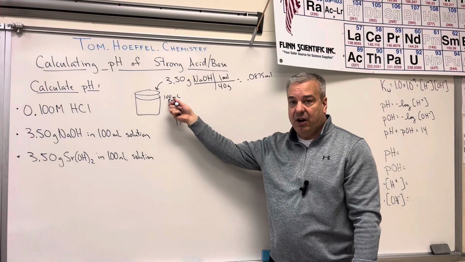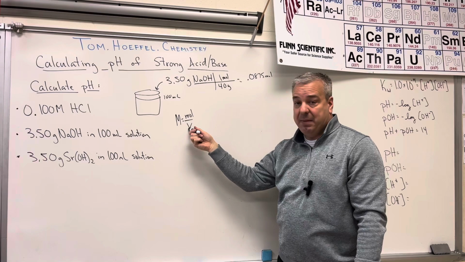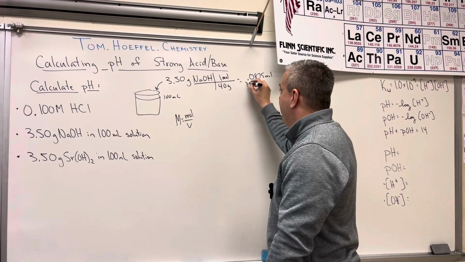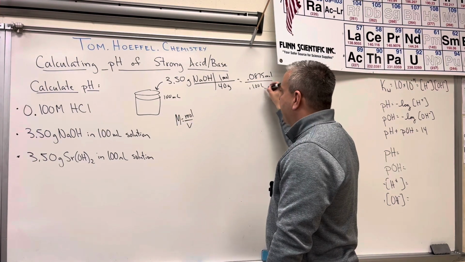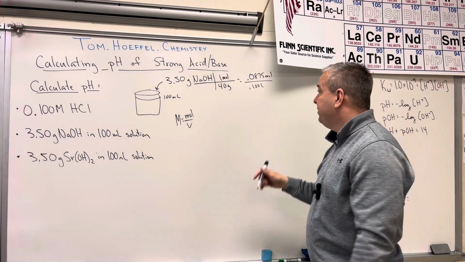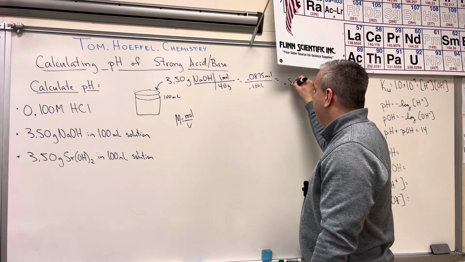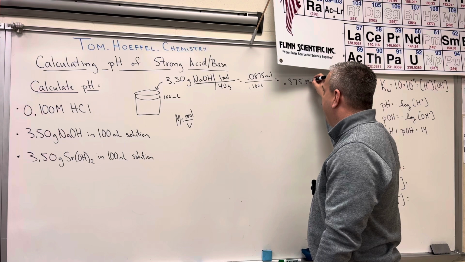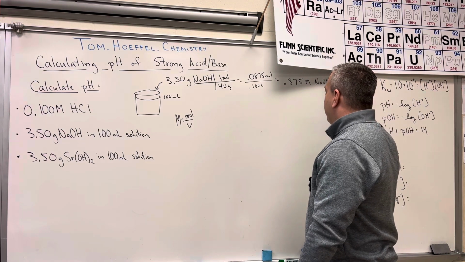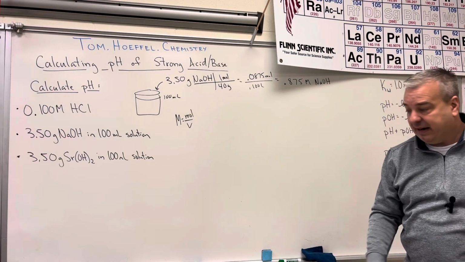Now, I've got to divide that by the volume to get the molarity. The volume here is 100 milliliters, but this volume has to be in liters. So if I convert that over to liters, it ends up being 0.100 liters, and I find out that my molarity is 0.875 for the molarity of the sodium hydroxide.